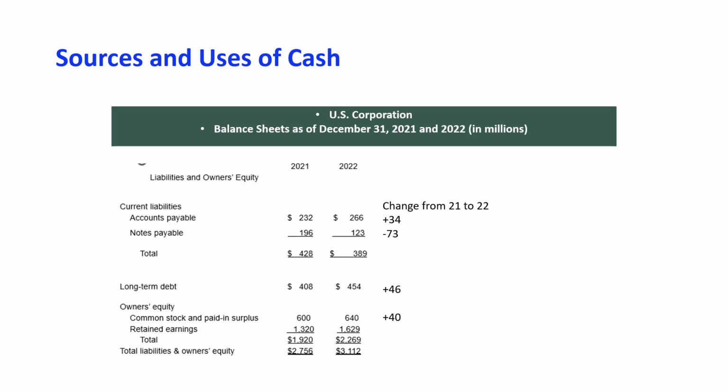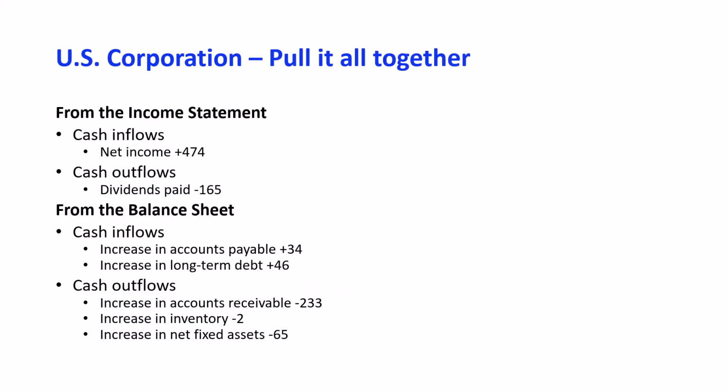And the common stocks and paid-in capital also increase. So shareholders provided more capital as well. So also a source of cash, right? So we can summarize all of that. You basically start with your income statement. You have your net income, and then you have dividends paid. This is the information you need from your income statement.